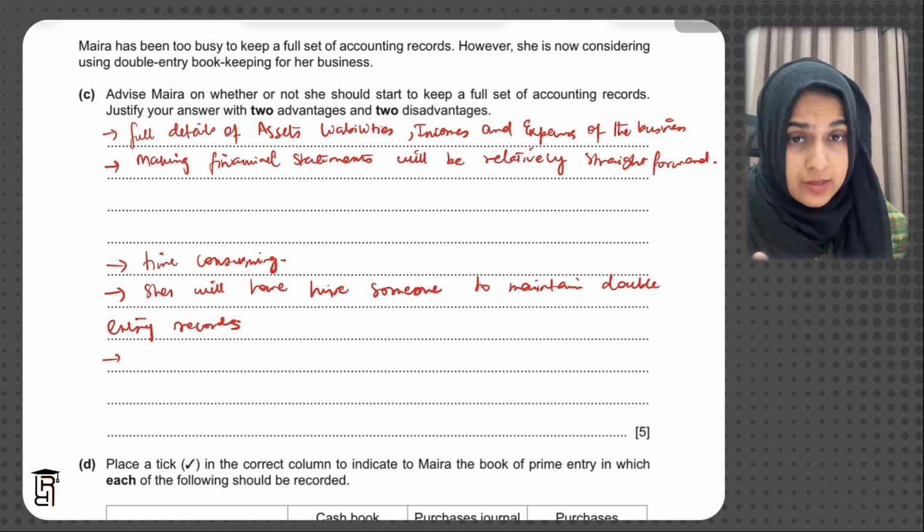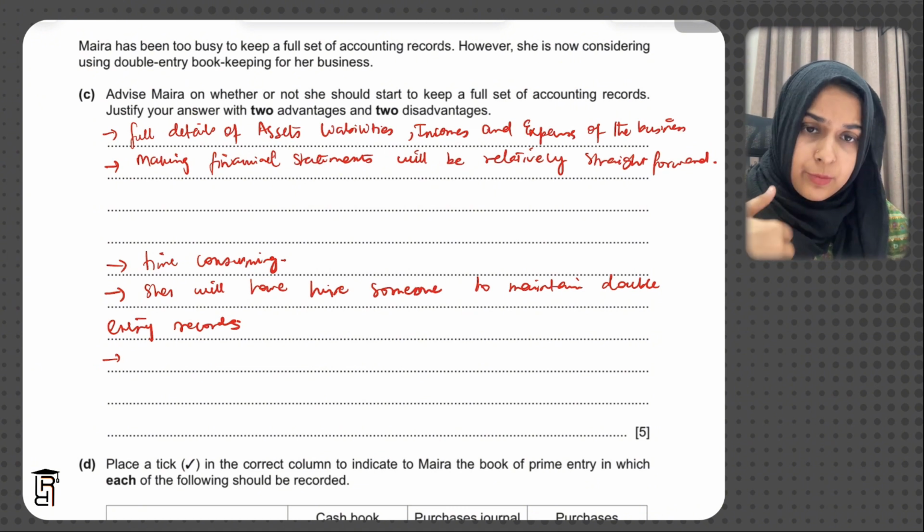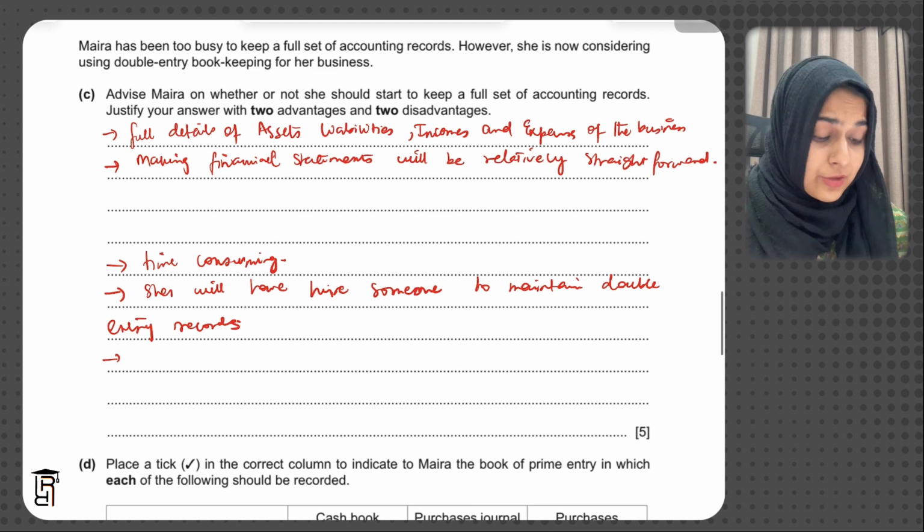Also, if she doesn't hire someone, then she has to learn double entry bookkeeping herself, which can be very, very time consuming.